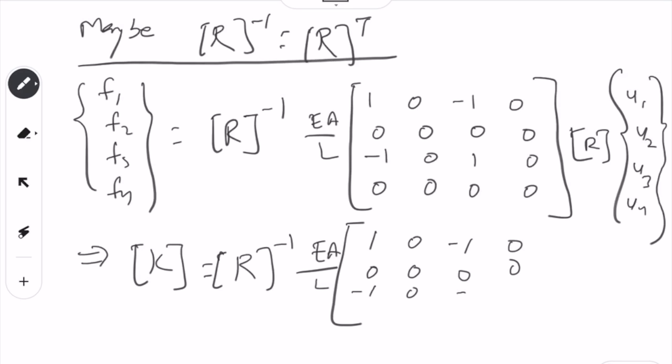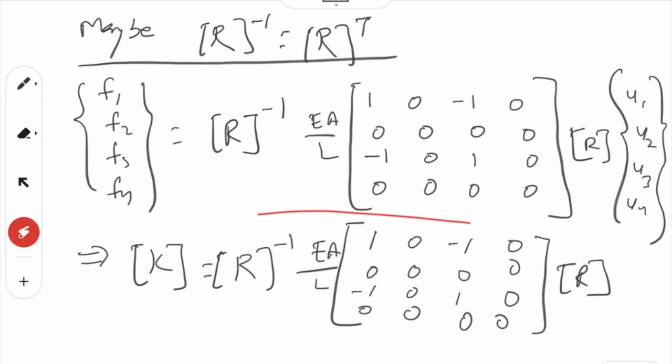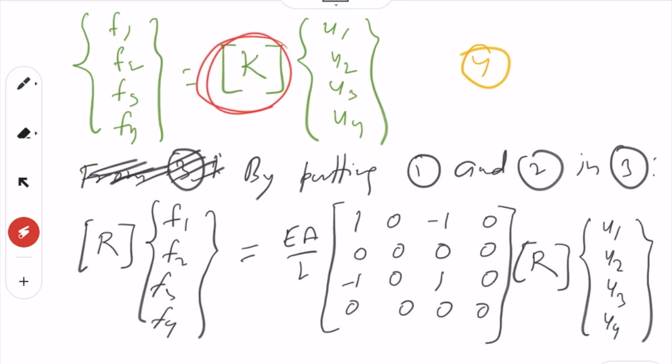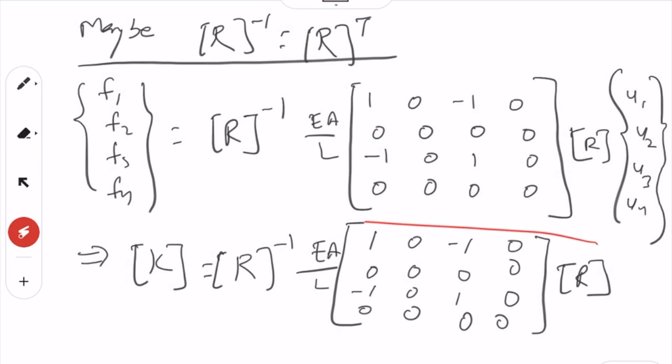plus 1 0 0 0 0 0, and then the transformation matrix here as well. So we have found the stiffness matrix, which will be equal to like this one: inverse of transformation matrix, EA over L, and this and this. Remember that this should be exactly the same as what we derived yesterday. A 4 by 4 matrix we will get based on this one.